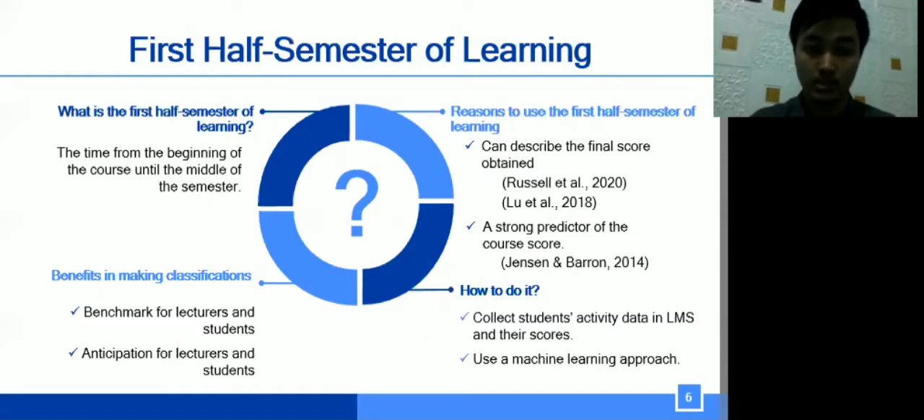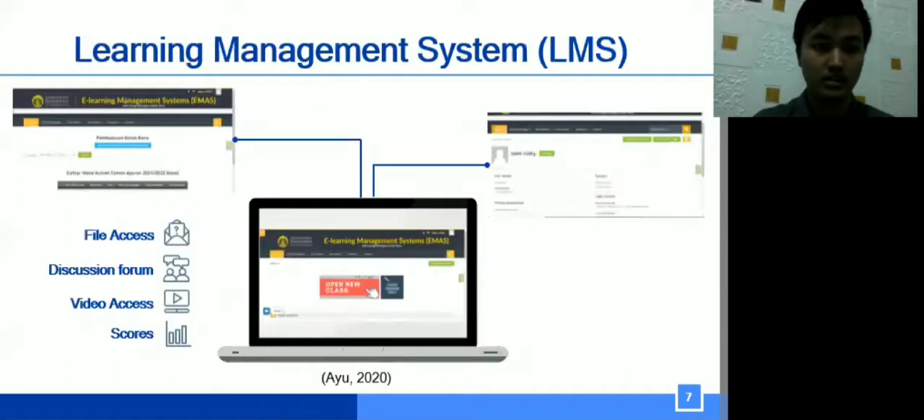So the first half semester of learning can be used to make a classification of student performance, which has the benefit of benchmark and anticipate for lecturers and students if students' learning efforts are suboptimal during the first half semester of learning. To make a classification, we collect students' activity data in LMS or Learning Management System and their scores. And then we use a machine learning approach to make a classification.